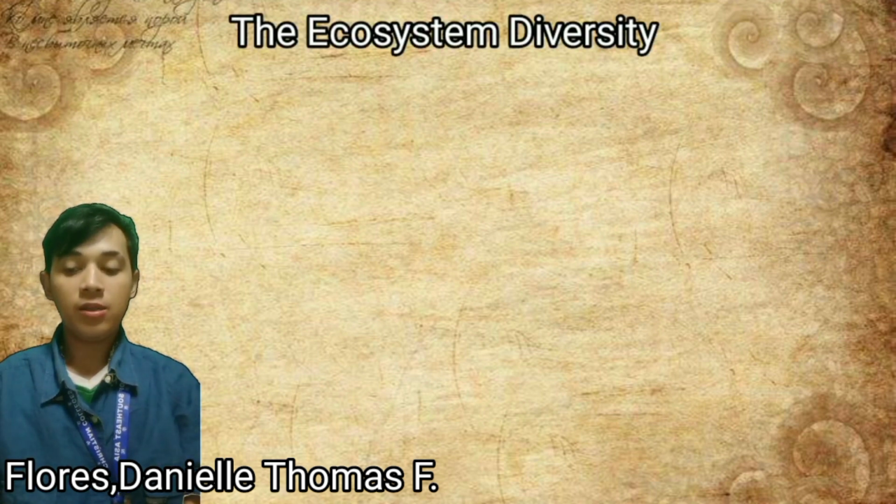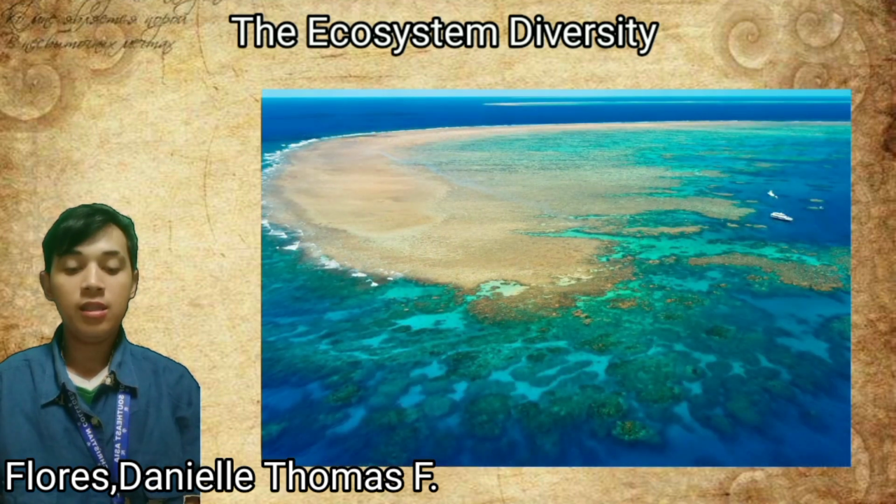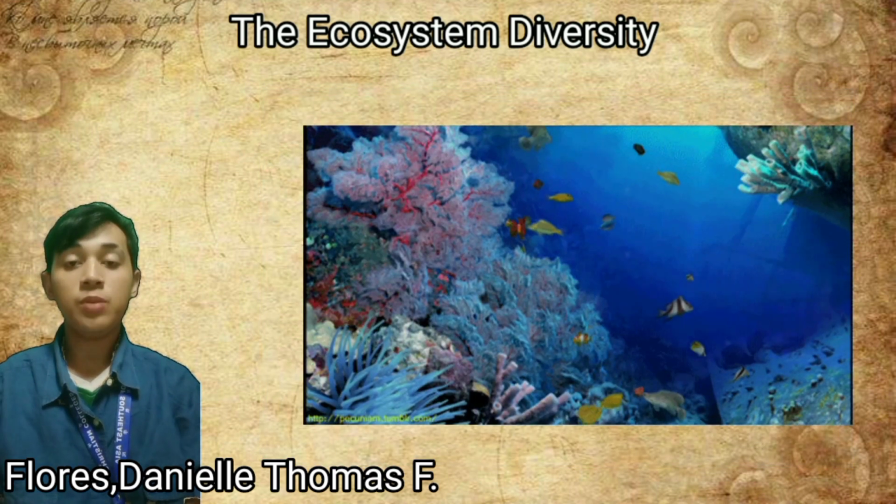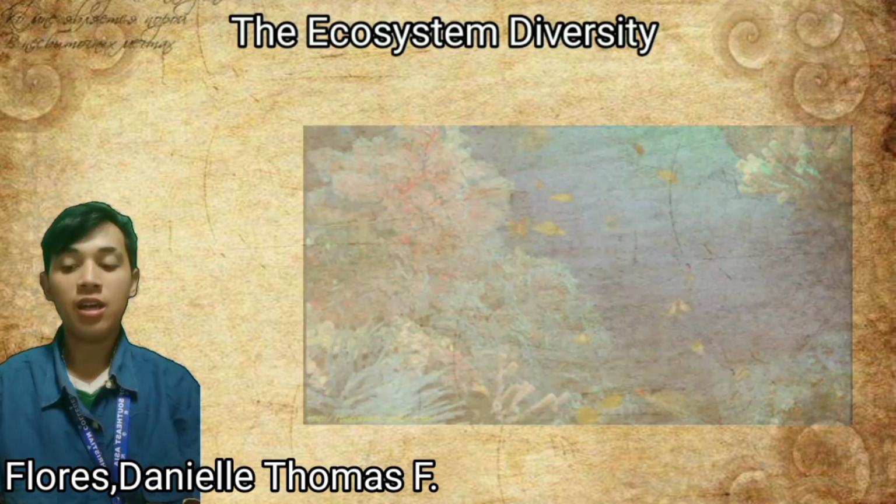Coral reefs like the Great Barrier Reef of Australia are diverse ecosystems with numerous species of fish, corals, and other marine life animals.